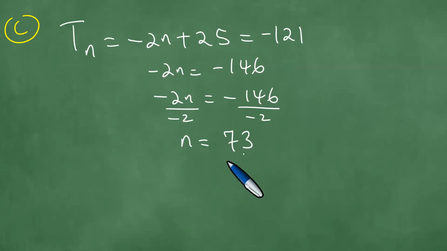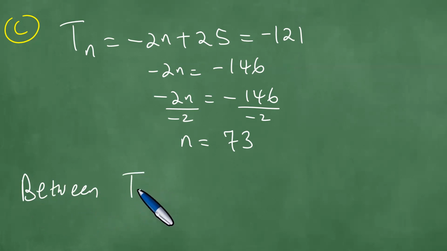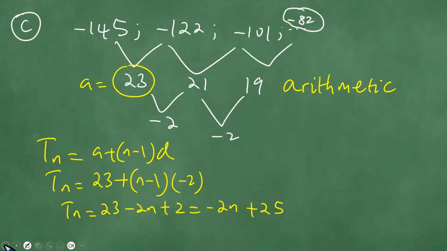And that means, therefore, if n is 73, it is between term number 73 and term number 74. Because, for example, if you get the position of this term as term number 1, it's between 1 and 2. Term number 2 in this particular progression is the difference between term 2 and term 3.